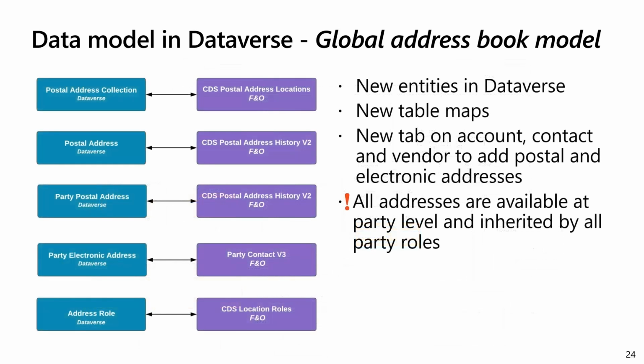With these new entities, we also have new table maps that are available and should be enabled in order to benefit from the full functionality. Also, new tabs are available on the account, contact, and vendor forms to be able to add multiple postal and electronic addresses. As mentioned, all the addresses are available at party level and they will be inherited by all party roles.